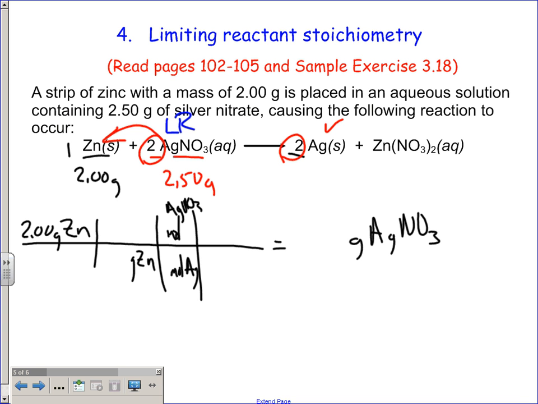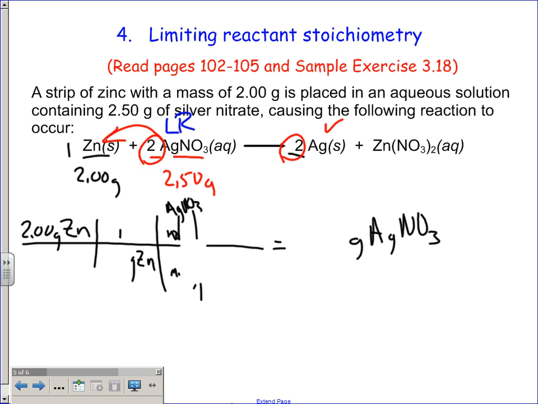So that's going to be in that middle step. And at the beginning, I need to change grams of zinc into, oops, I wrote that up there wrong, moles of zinc, because that's what I'm starting with, and moles of silver nitrate, because that's what I want to get to.